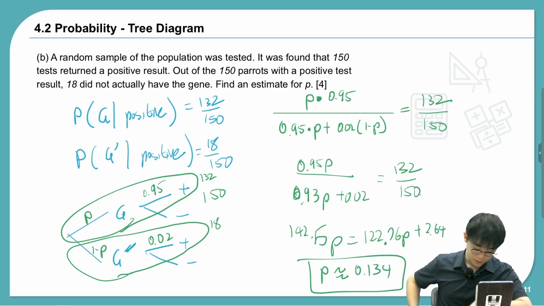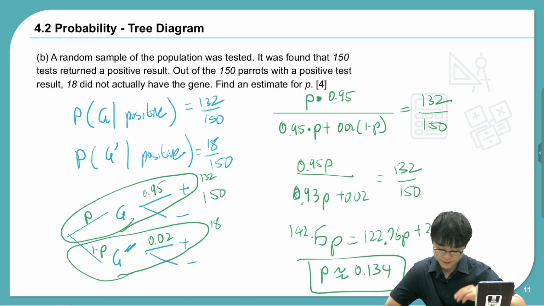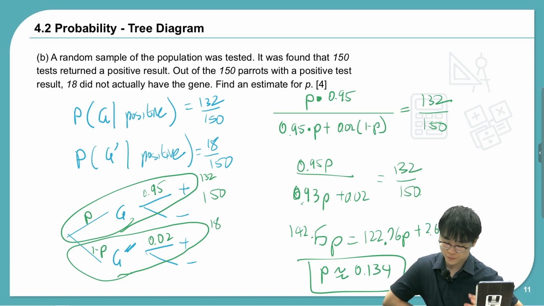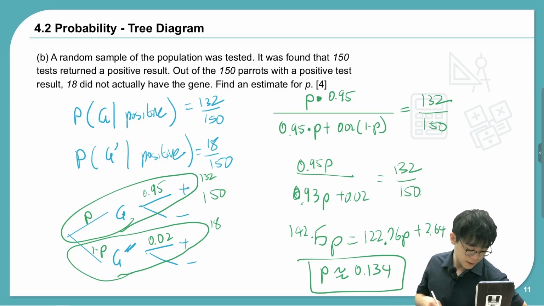Right, so we can correctly predict the actual proportion of parrots that have the gene. Okay, so this relies on your knowledge of conditional probability, and there's a Bayesian formula for relating these given condition events. Okay.